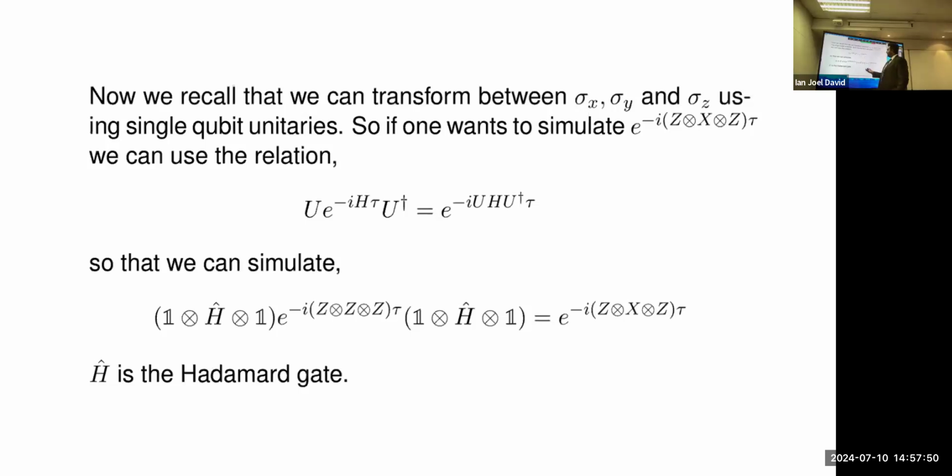So as an example, if I want to simulate something like Z tensor X tensor Z, all I'm going to do is brace this e to the minus i Z tensor Z tensor Z by Hadamard gates on the second qubit, and I get precisely what I want to simulate. Okay, so this is just straightforward logic from Nielsen and Chuang.